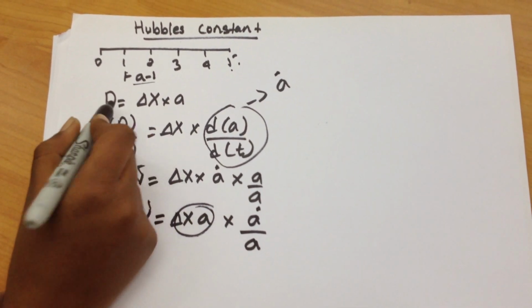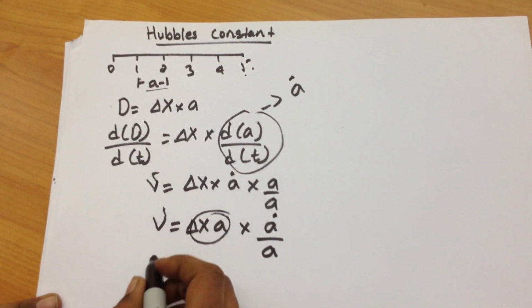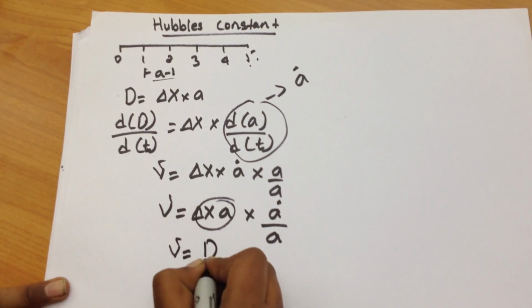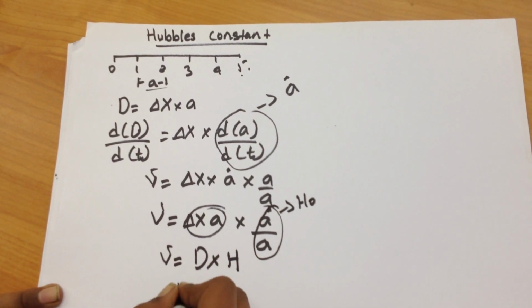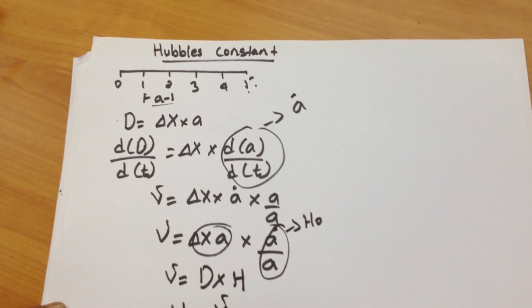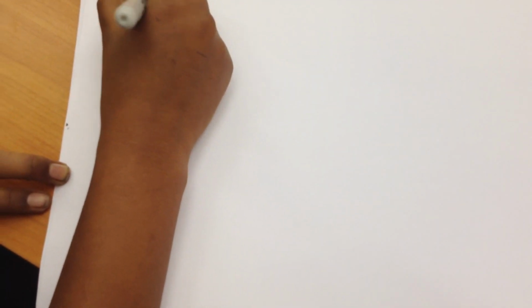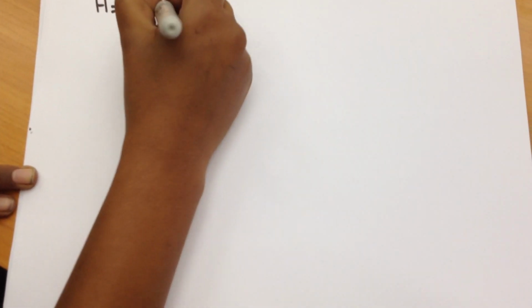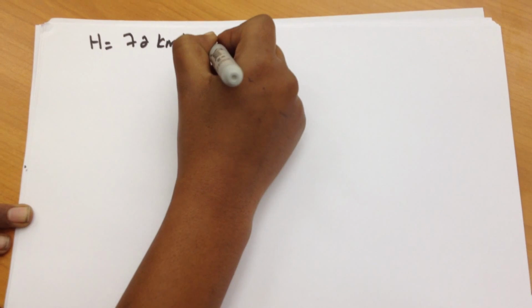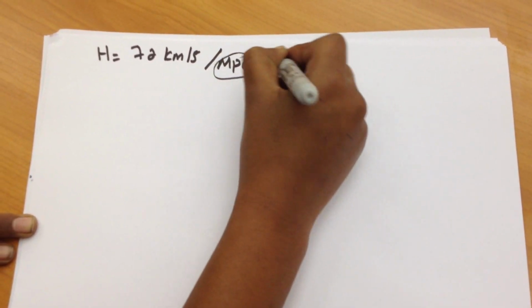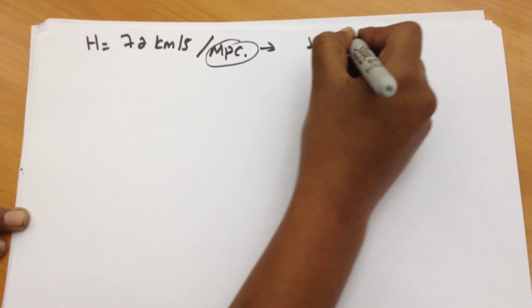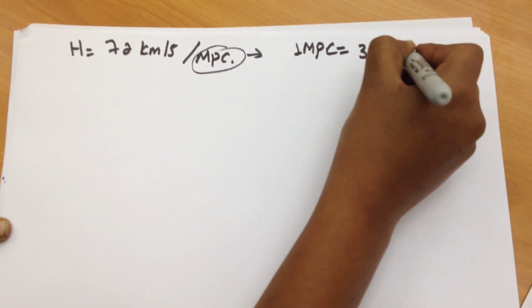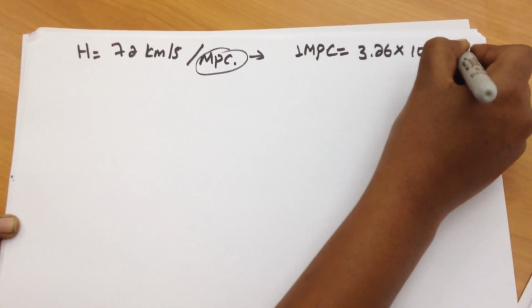We have stated earlier that this is equal to distance. So velocity is equal to distance times, this is what we call the Hubble's constant. So to get Hubble's constant, we take velocity over distance. The Hubble's constant is said to be 72 kilometers per second per megaparsec. A megaparsec is an astronomical unit used to measure distance. So 1 megaparsec is equal to 3.26 times 10 to the power of 22 meters.